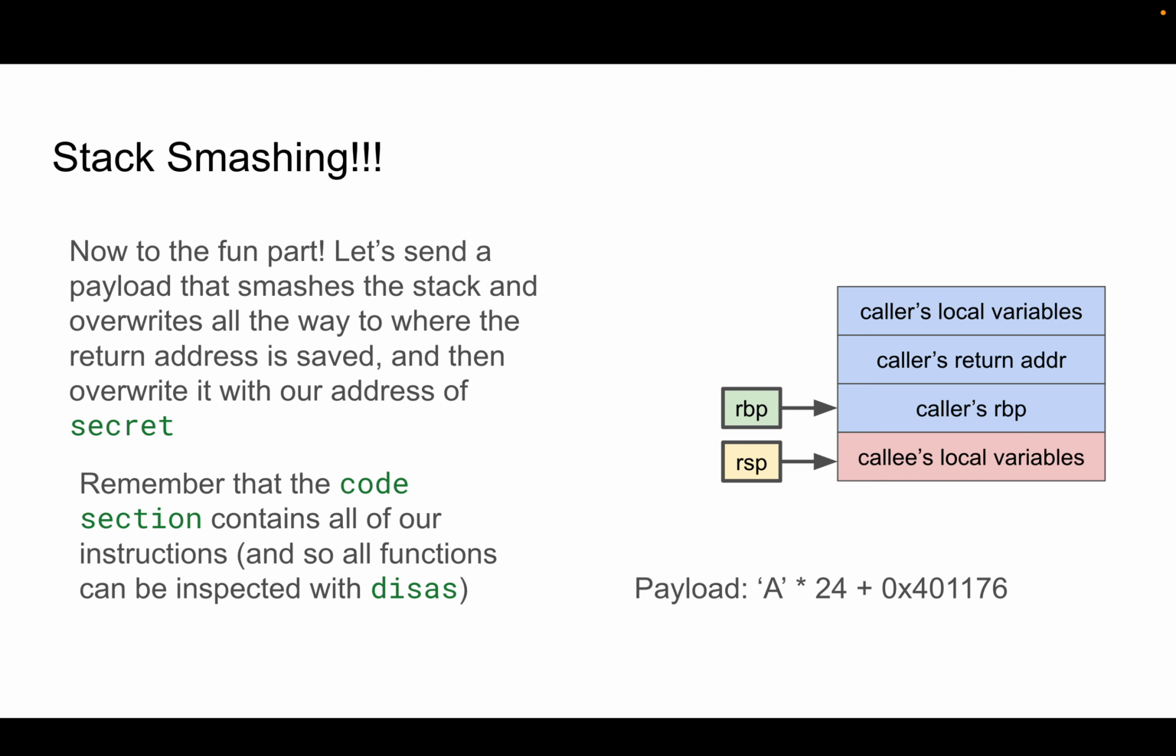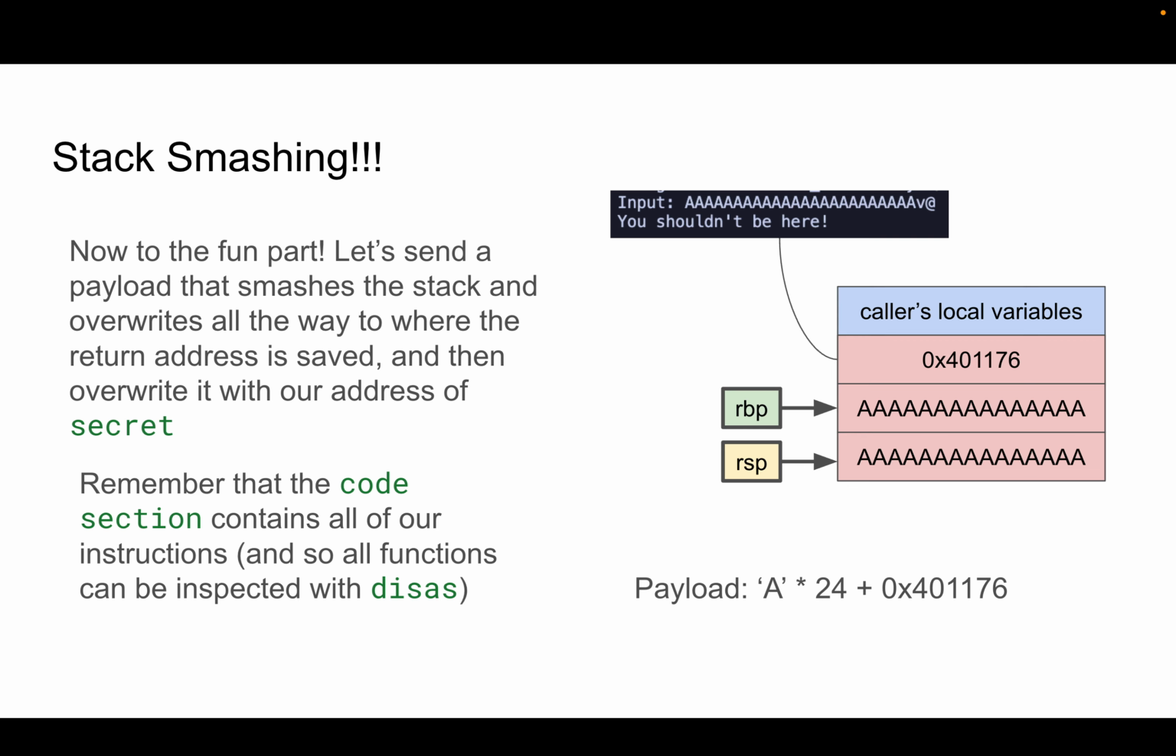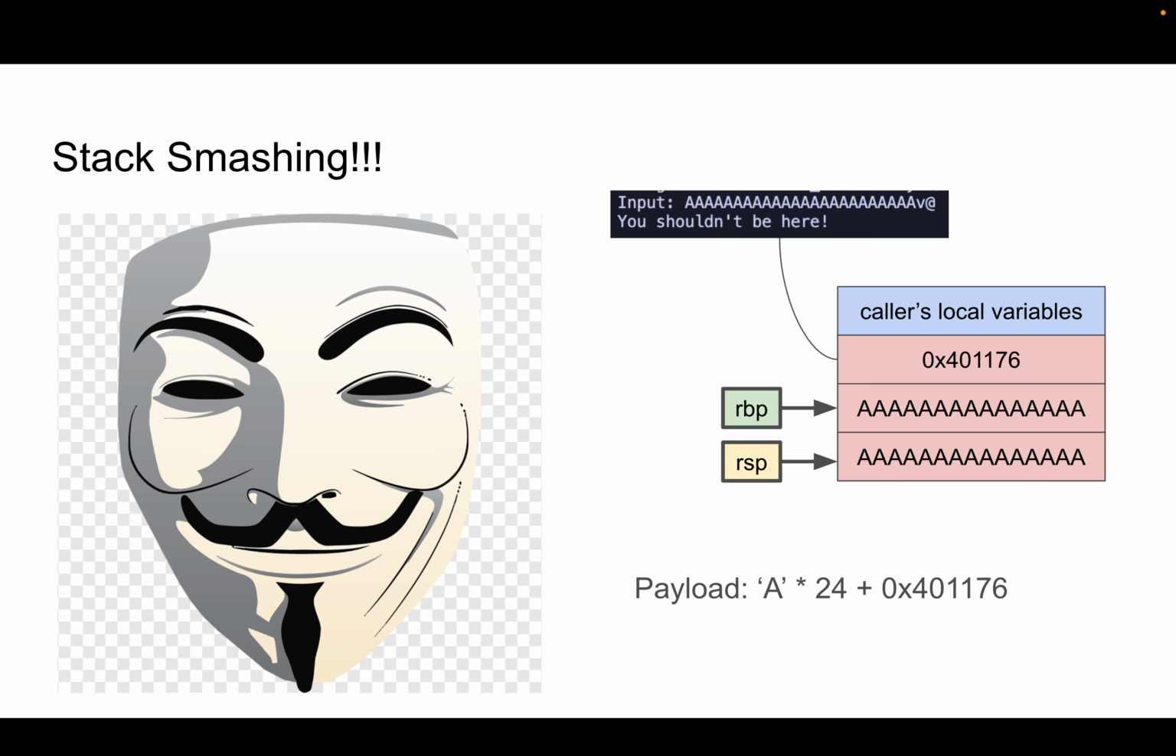So here we send this payload of 24 characters of A, which is 24 bytes. And then we have our last remaining 8 bytes with the address of our secret function within the code or text section of our address space. And here we've executed our exploit. Instead of jumping back to main, our function jumps to the address of secret stored within the text section of our address space and executes it instead. We've successfully exploited this vulnerability.